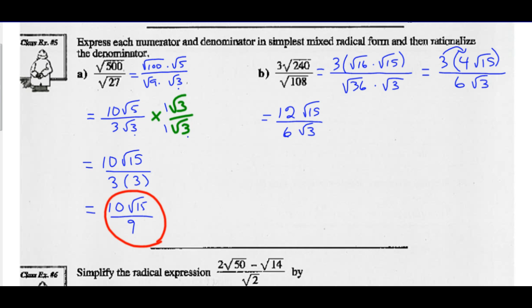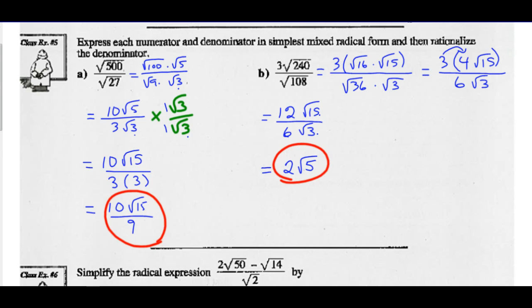Now we could rationalize the denominator by multiplying by root 3 over root 3, but we could just try dividing. Sometimes that works. Right? 12 divided by 6 is 2. Radical 15 divided by radical 3 is radical 5. There is no denominator. Hey, I've rationalized it. All right.